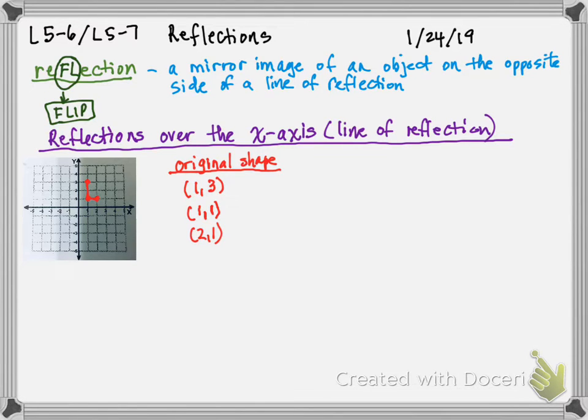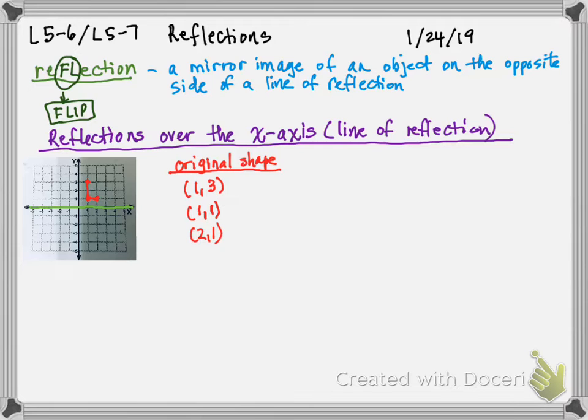Now, I'm going to draw the reflection over the x-axis. I'm going to color my x-axis a bright green. So I'm going to reflect over that. So I'm going to take that L shape and I'm going to flip it over. So each point has to be the same distance away from that green line, okay?